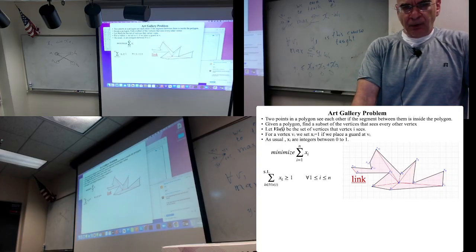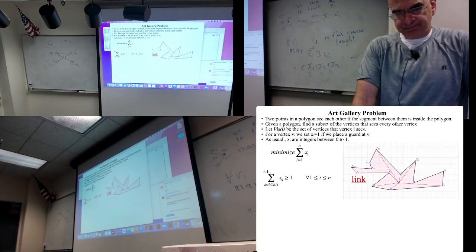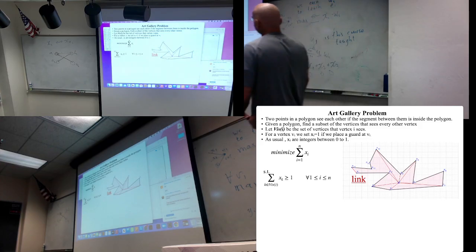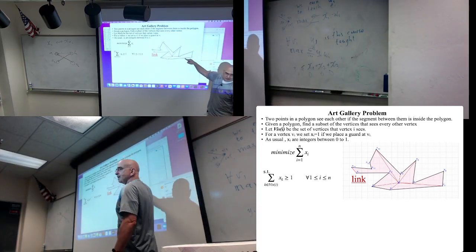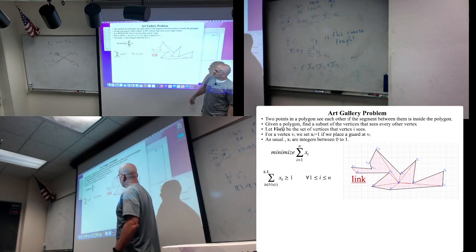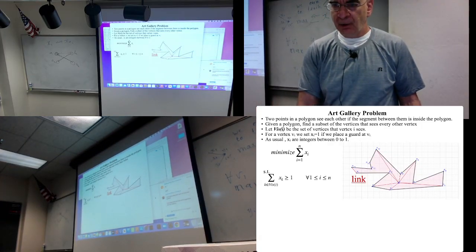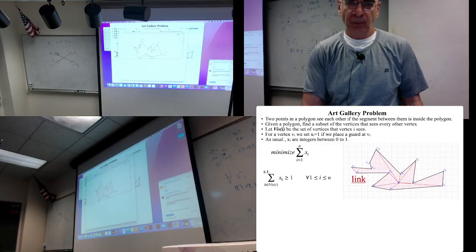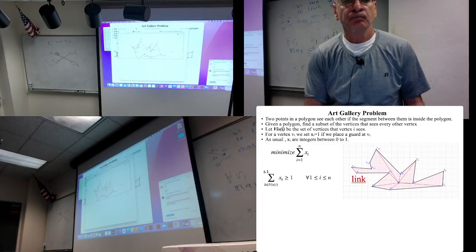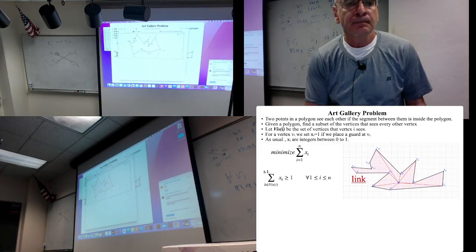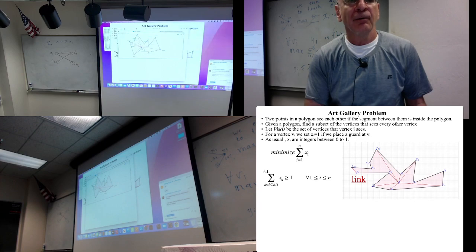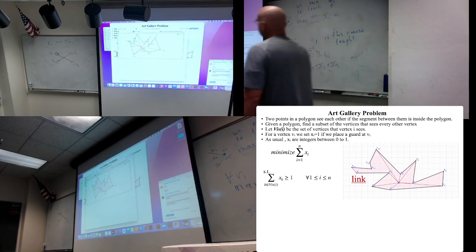Let's talk a bit more about computational geometry. This is a polygon. This is a floor plan of our building over here. That would be the floor plan of our building.